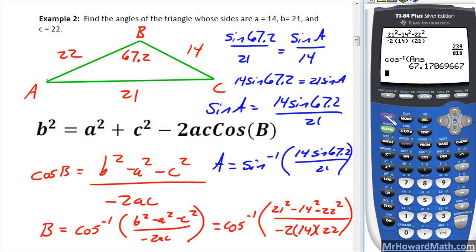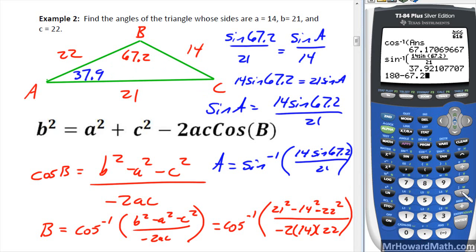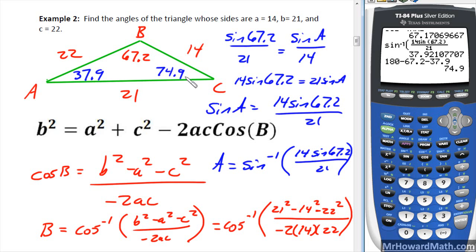So let's put that in our calculator. Second, sine inverse, alpha y equals, enter, put a fraction in there: 14 sine 67.2 degrees, all over 21, and we get that angle is 37.9, and that was angle A, so 37.9. Now do 180, subtract 67.2, subtract 37.9, and we'll have this triangle solved, so 74.9. So we have all three sides, all three angles, and we are done with example 2.